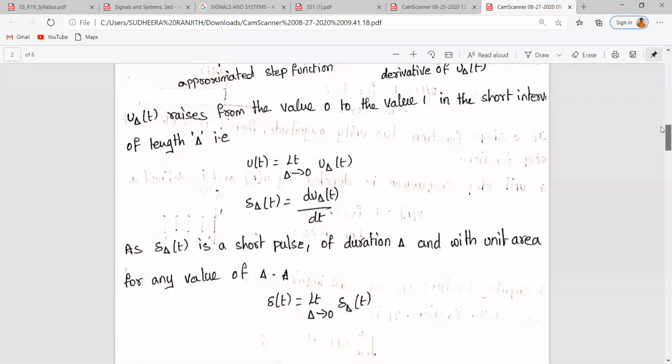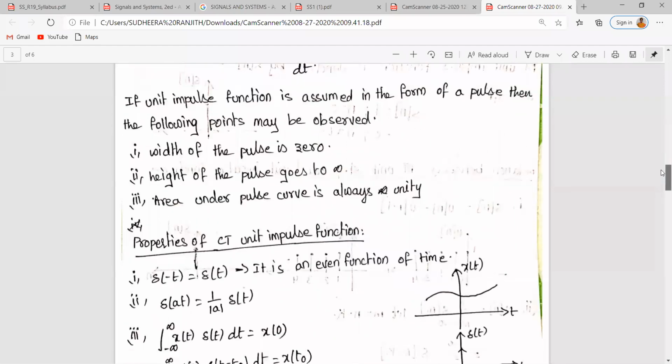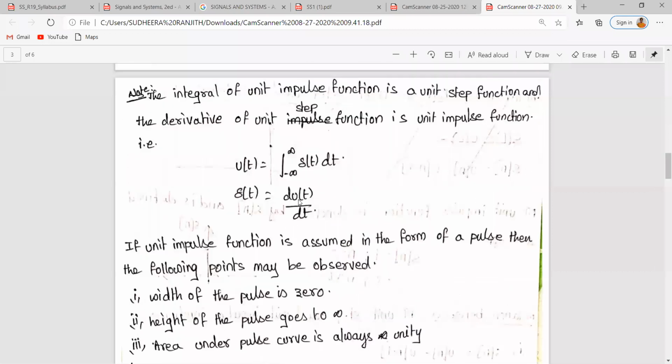So we can undoubtedly say that delta of t is the first differentiation of u of t. First differentiation, because second differentiation we can take as d square u of t by dt square, third as d cube u of t by dt cube, likewise. So if this relation exists between delta of t and u of t, then u of t can be taken as integration of delta of t.